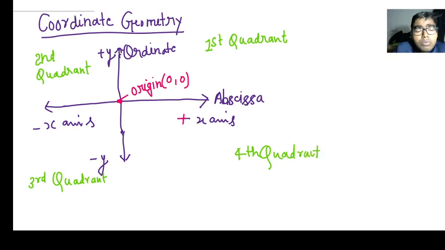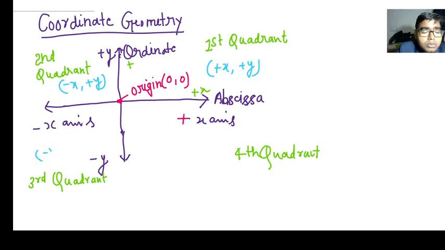In the first quadrant, x is positive and y is positive, so both are positive. In the second quadrant, x is negative and y is positive. Keep in mind the convention that x is written first, then y. In the third quadrant, both are negative, so minus x and minus y. And in the fourth quadrant, x is positive and y is negative, so plus x and minus y.